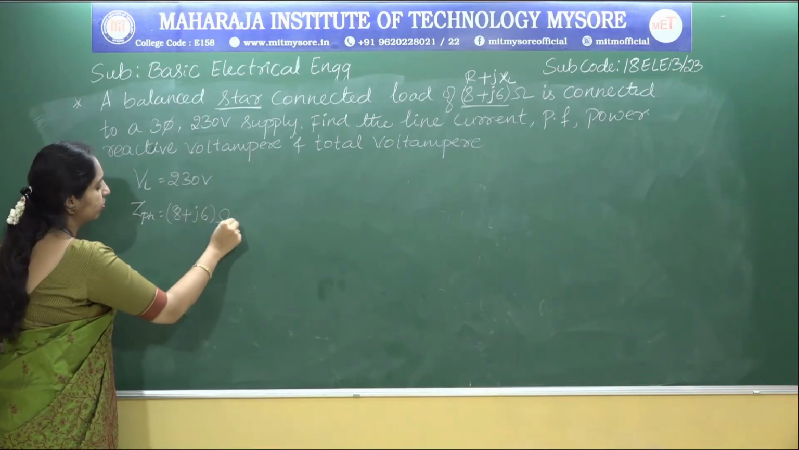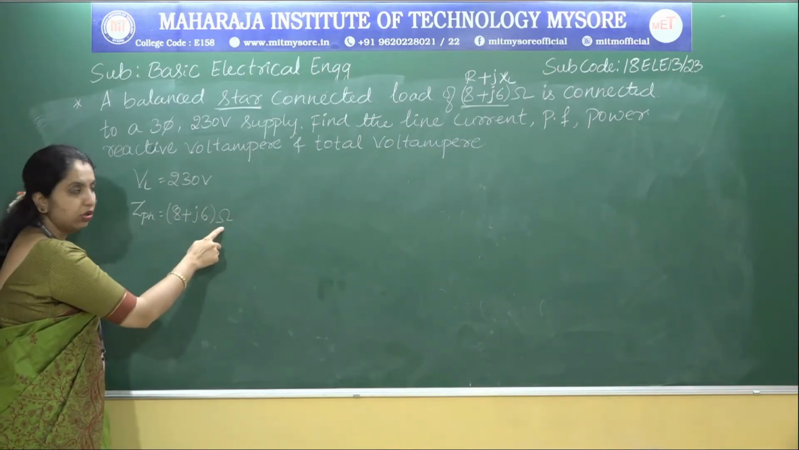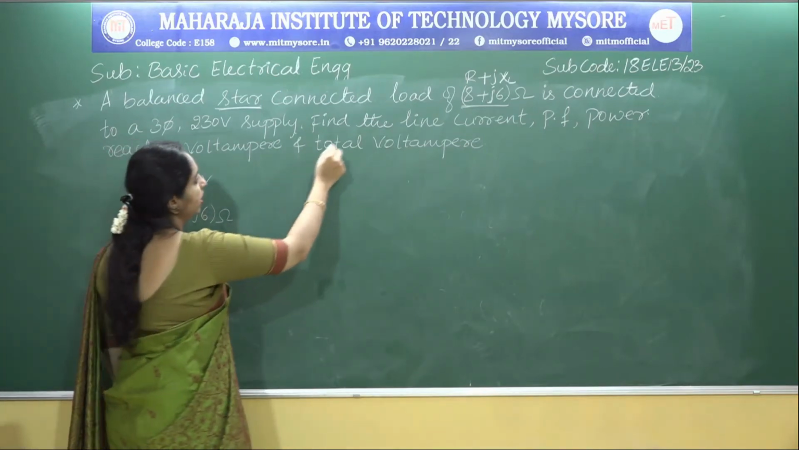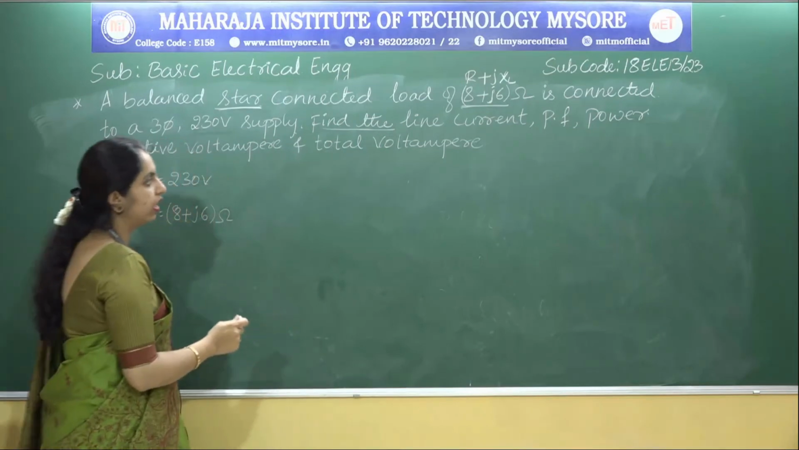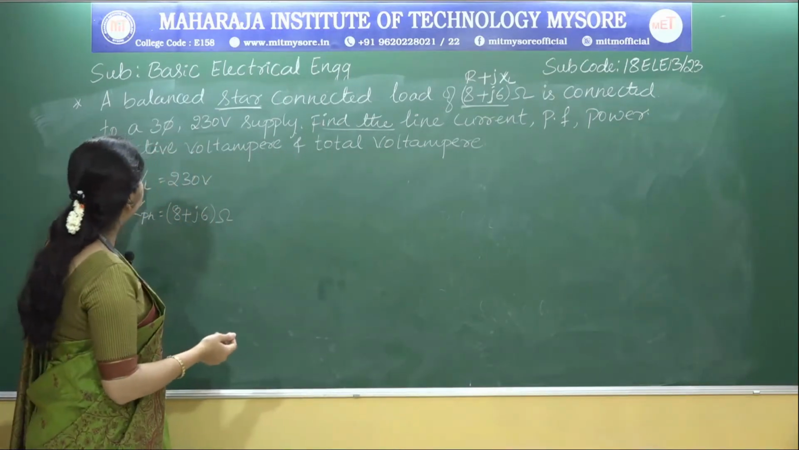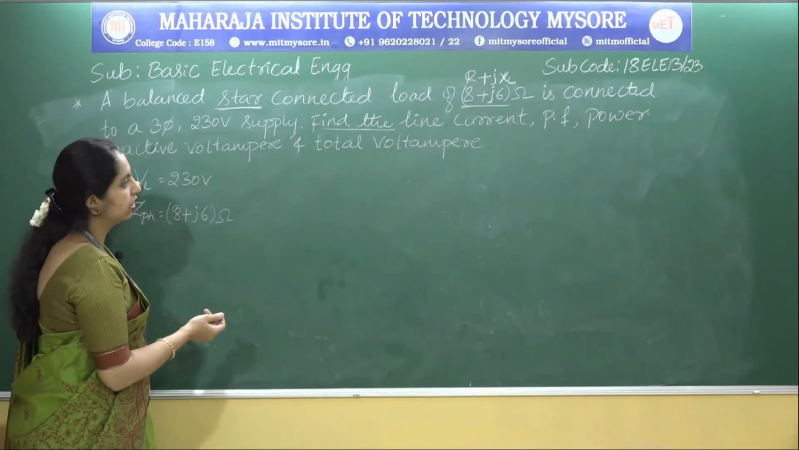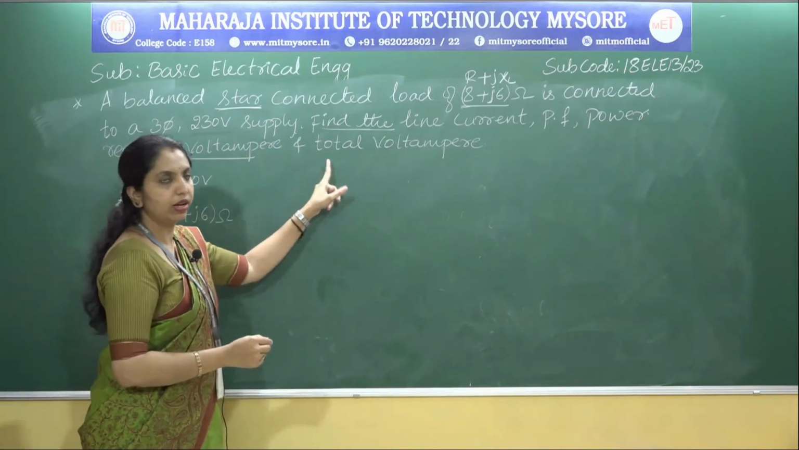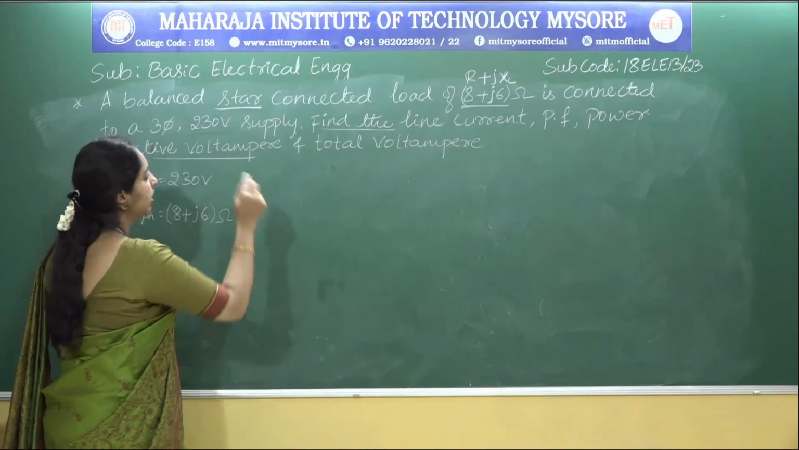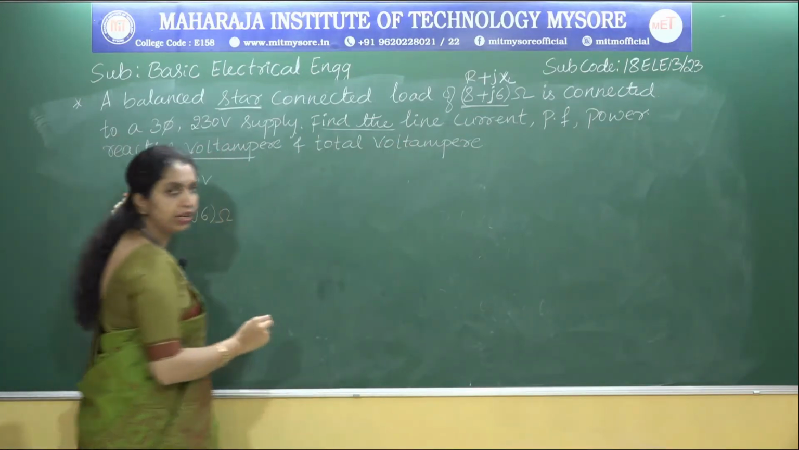Okay, j into 6 ohm, because the unit of impedance is also ohms. And here we need to find out what? Find the line current, power factor, power, reactive volt amperes, and total volt amperes. So here in a star connection we need to find out the line current.